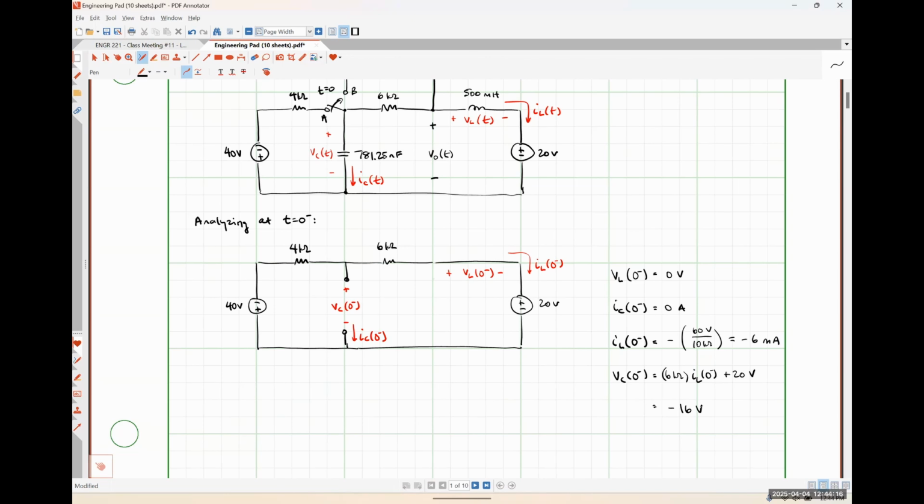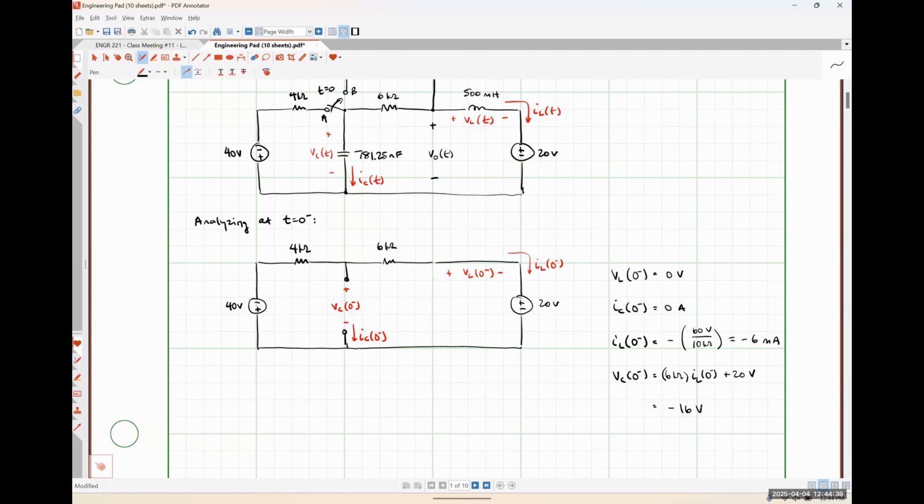Does anybody have any questions, comments, or concerns about how we calculated IL at 0 minus or VC at 0 minus? All right, nobody is saying that they're not catching what I'm throwing, so I can only assume that, yes, Kobe.